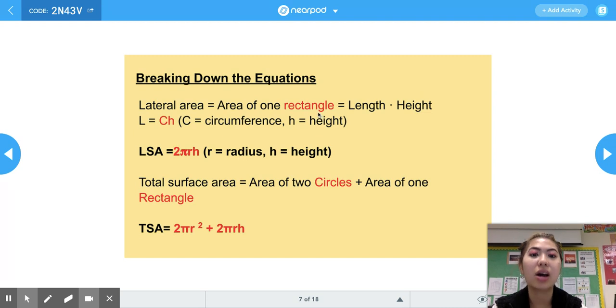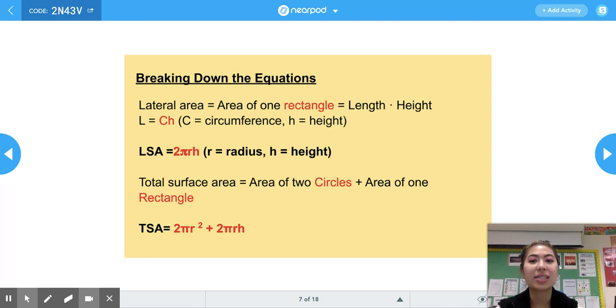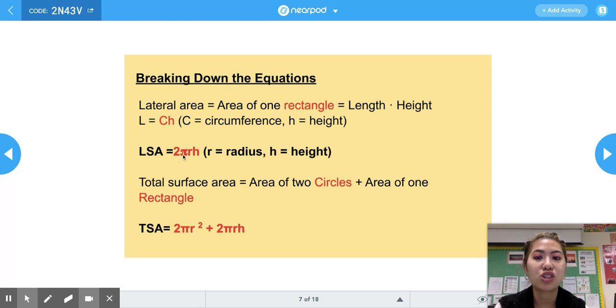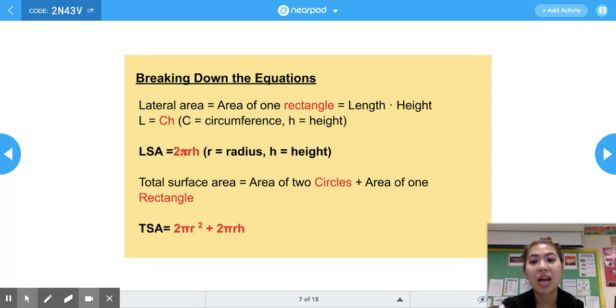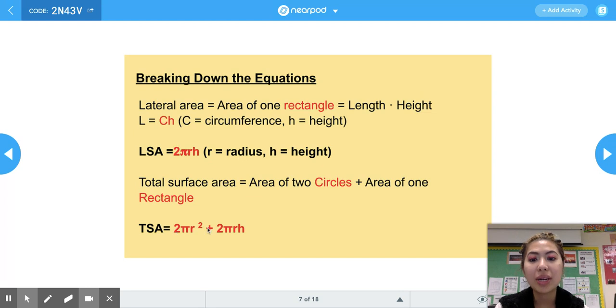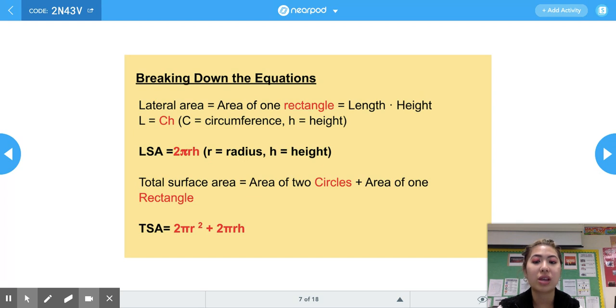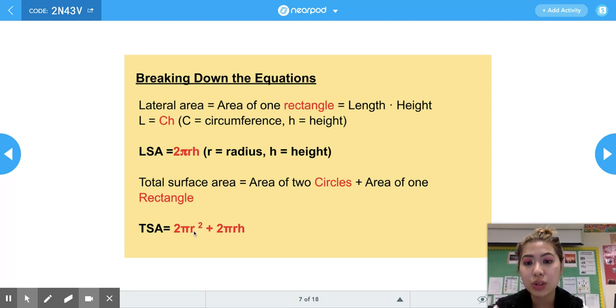One side of the rectangle is the height of the shape, that's why we have h, and the other side is equal to the circumference of the circle, that's why we have our 2 times pi times r. Then for the total surface area equation, we have 2 times pi times r times h, but then we also have to add the area of the two circles. The area formula for a circle is pi radius squared, and since we have two circles, we multiply it by 2. That explains our total surface area formula: the area of the two circles plus the area of the rectangle.